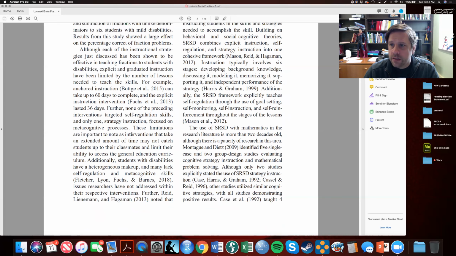We sort of discuss, we're building a rationale for why our study needs to take place in the first place. So if we knew everything we needed to know about teaching fractions, there would be no reason for this study to take place. So we need to frame this in a way that states the fact that we have a need to intervene.